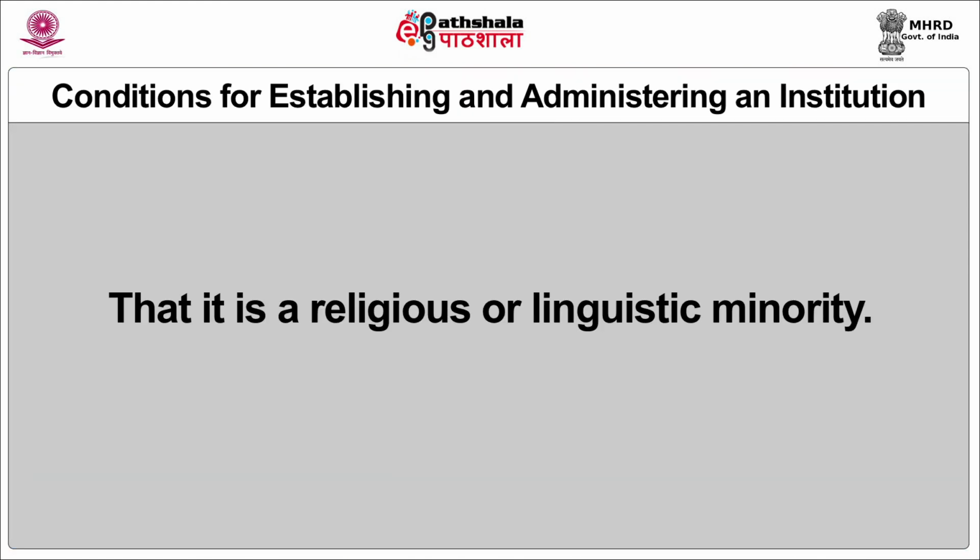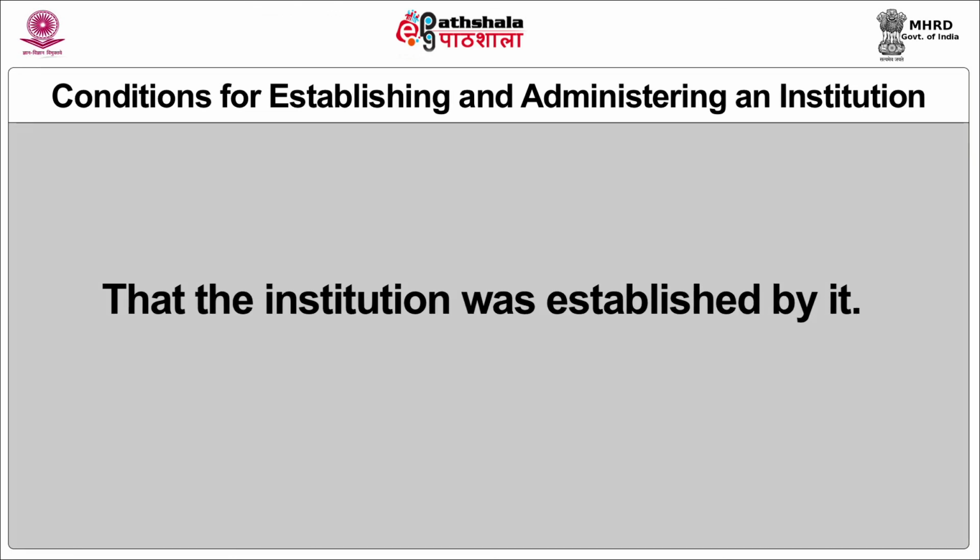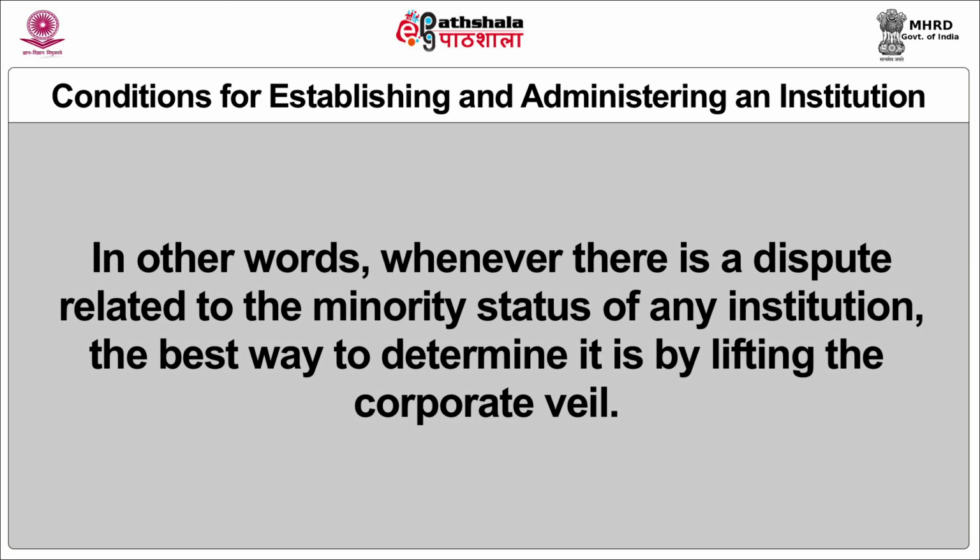In the case of S.P. Mittal versus Union of India, the Supreme Court observed that in order to claim the benefits of Article 30, the community must show A, that it is a religious or linguistic minority, B, that the institution was established by it. Without satisfying these conditions, the community cannot claim the guaranteed rights to administer them. In other words, whenever there is a dispute related to the minority status of any institution, the best way to determine it is by lifting the corporate veil.